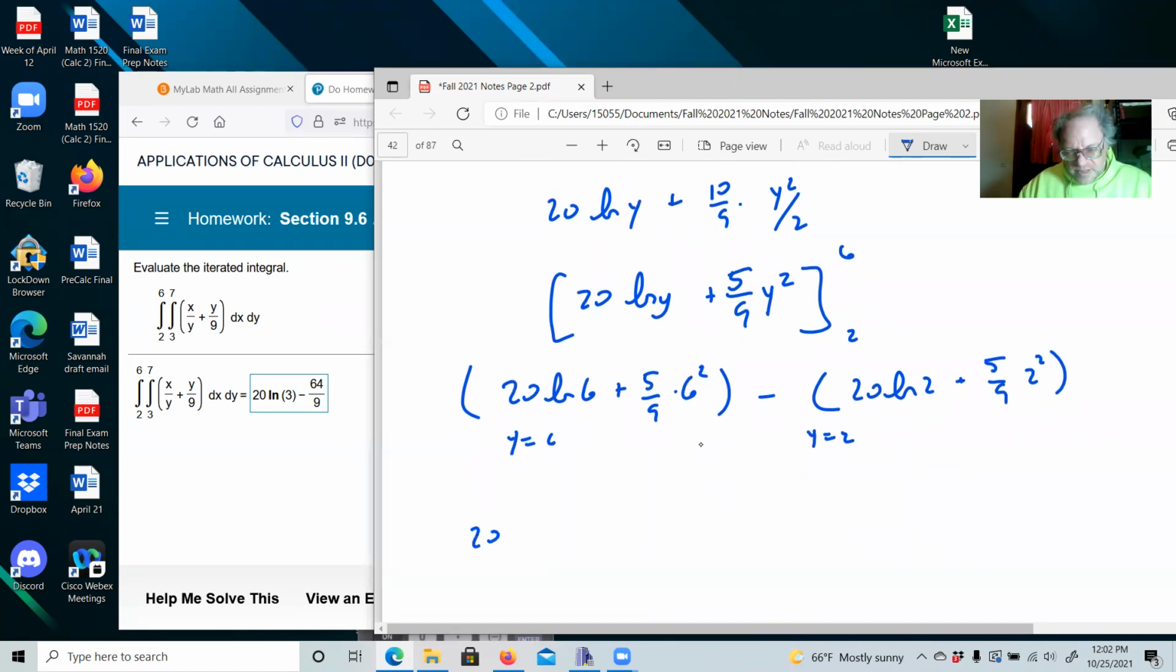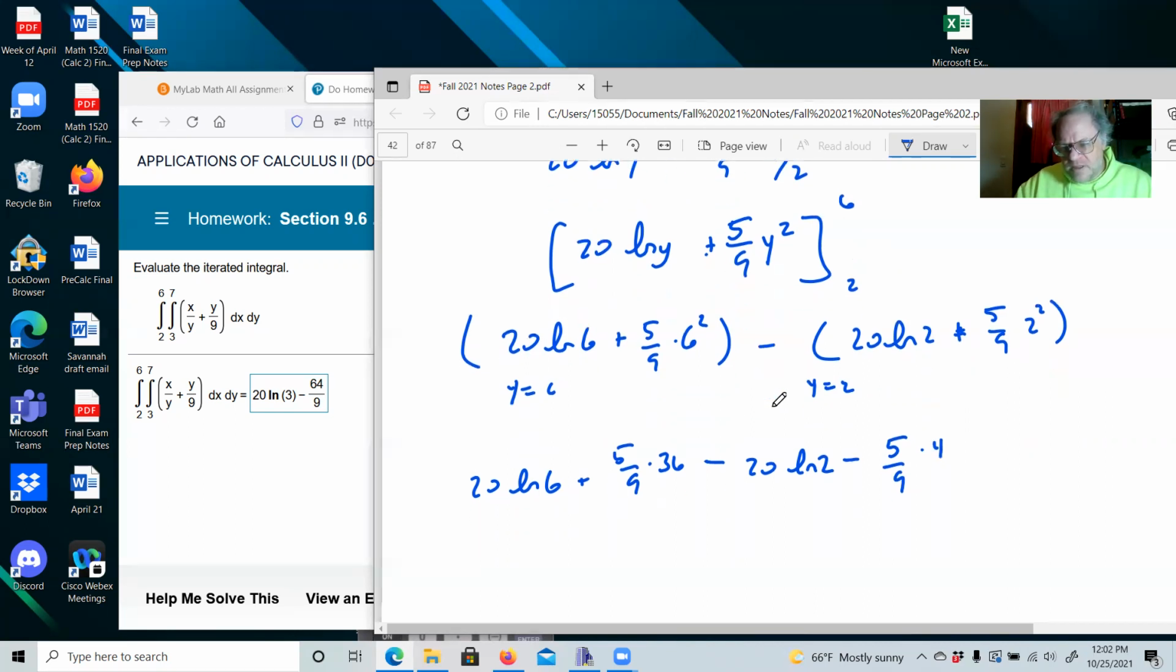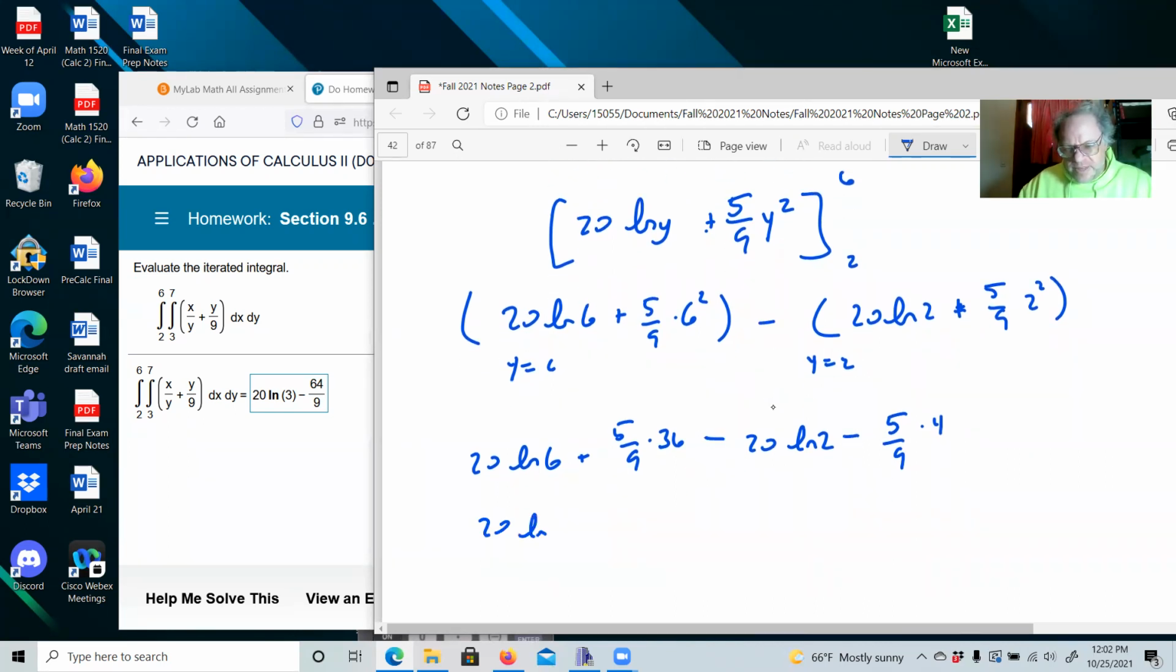So we have 20 ln 6 plus 5 over 9 times 36 minus 20 ln 2 minus, oops, that is a plus, oh, that's where it is. I messed up the sign here. All this fancy arithmetic, all this fancy math, and I don't get to do that. 5 over 9 times 4. So 20 ln 6 minus 20 ln 2.